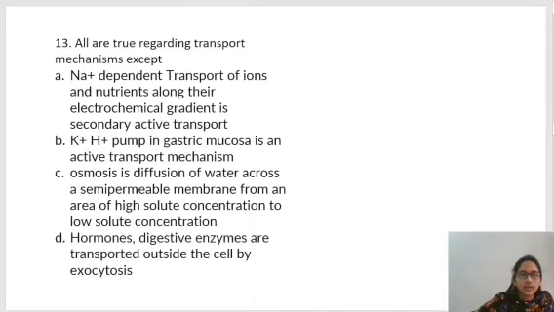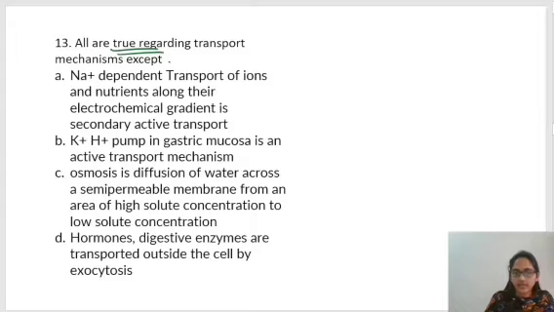Now, what are all true regarding transport mechanisms except. So, whenever you get an MCQ with lengthy options, please don't panic. Just read and see. It will be easy for you. All are true regarding transport mechanisms except, so we have to find out which is false. So let's read option A.